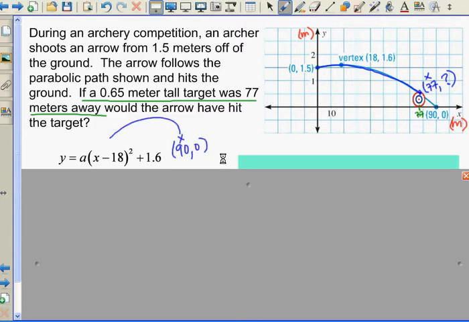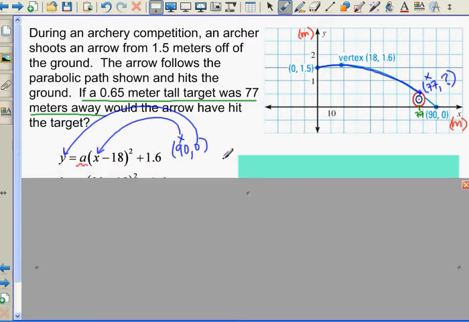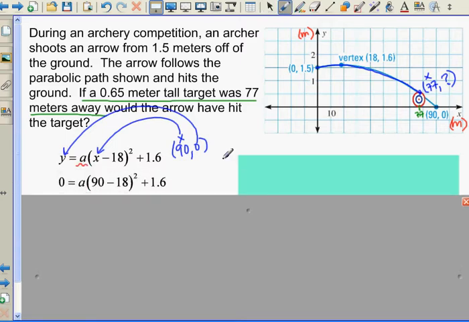And I'm taking the 90 and plugging it in for x, and the 0 and plugging it in for y. And then I can solve for a, right? So this is what it looks like, plugged in 90 for x and 0 for y. And again, we're going to solve for a, but we've got to work out all the rest.